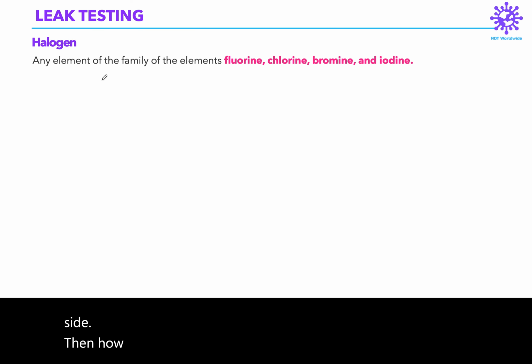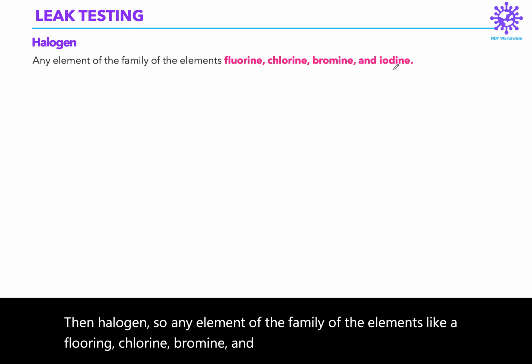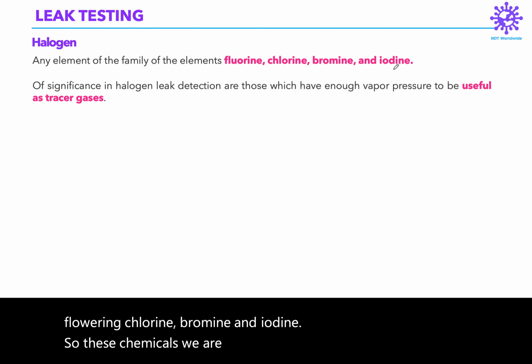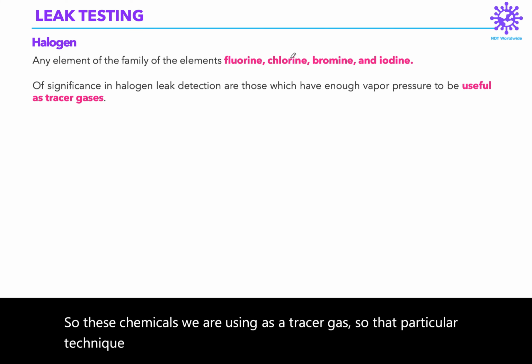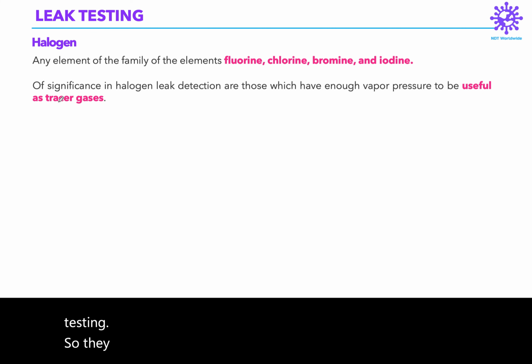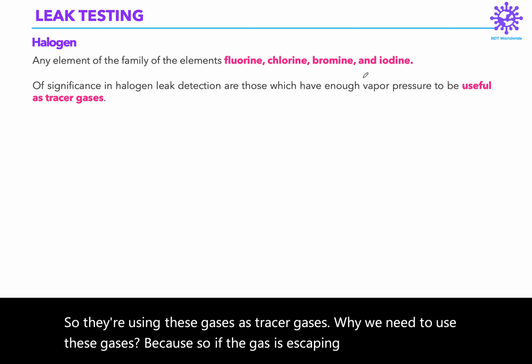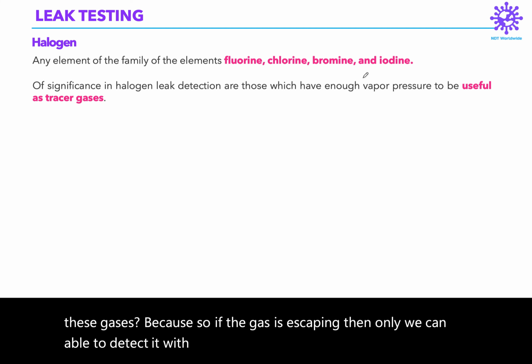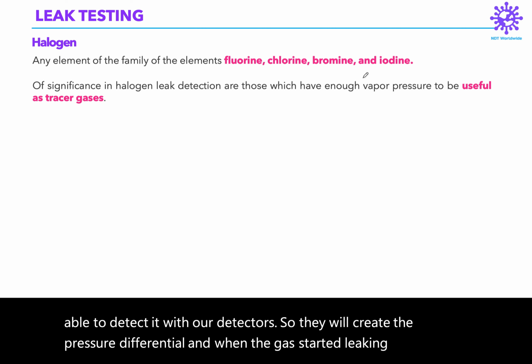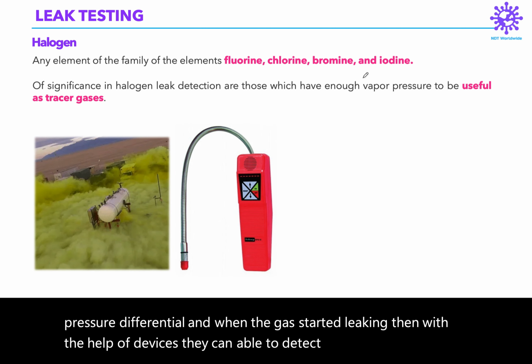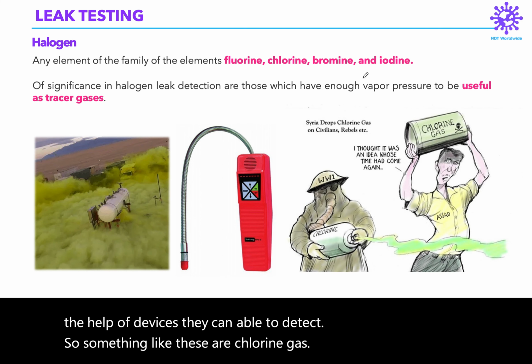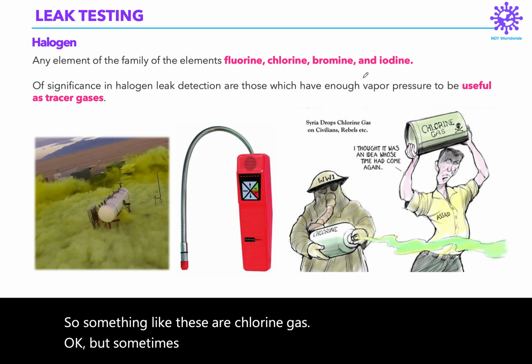Then halogen: any element of the family of elements like fluorine, bromine and iodine. These chemicals we use as a tracer gas. That particular technique we call halogen diode leak testing. Why do we need to use these gases? Because if the gas is escaping, only then can we detect it with our detectors. They will create the pressure differential, and when the gas starts leaking, with the help of devices they can detect it, for example chlorine gas. But sometimes these gases are very dangerous.